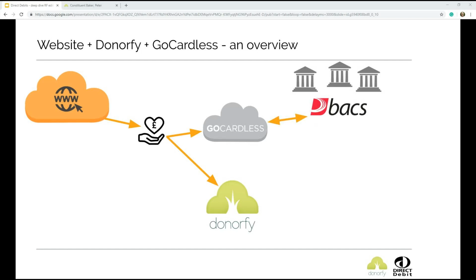GoCardless then do everything that they need to set up the mandate with BACS, and check that they've got all the information that they need so that you could start collecting money. When it comes to taking money, Donorfy will notify GoCardless that it's time for a collection to take place, and GoCardless will then talk to BACS and make sure that the money is collected and that it ends up in your bank account.